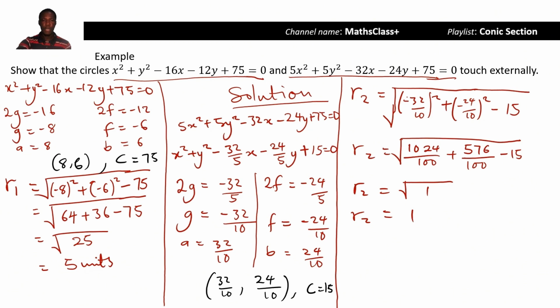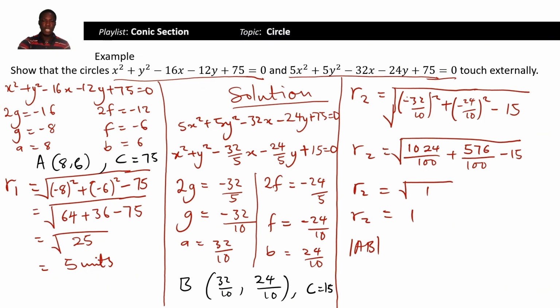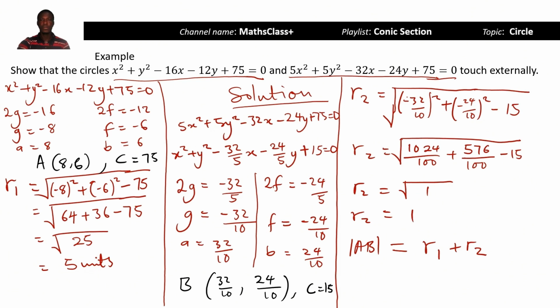And according to the question, we are proving that the two circles touch externally. Now when we checked, we realized that if the two circles touch externally, then the distance between their centers AB, so let me label their centers as A and B, this one as A and then this one as B, should be equal to the sum of their radii.